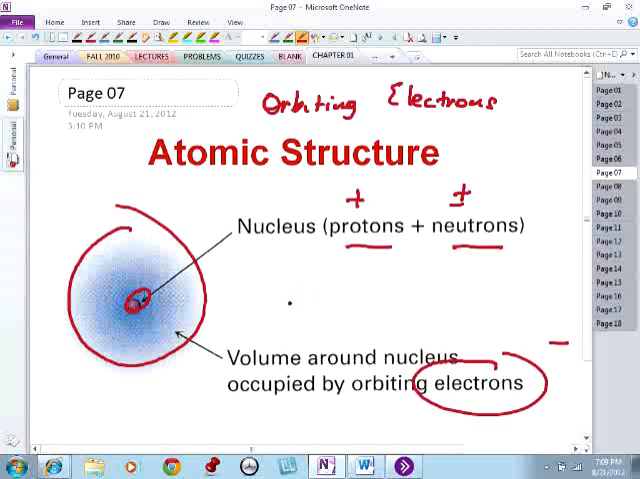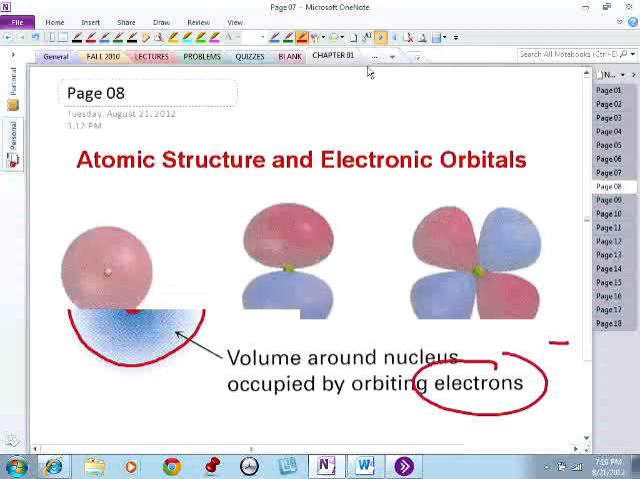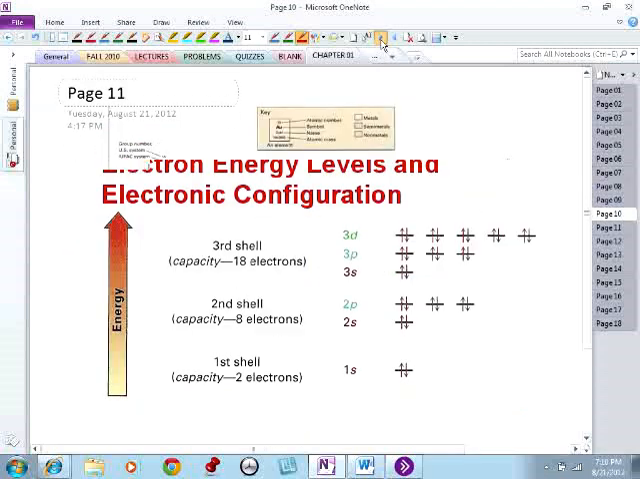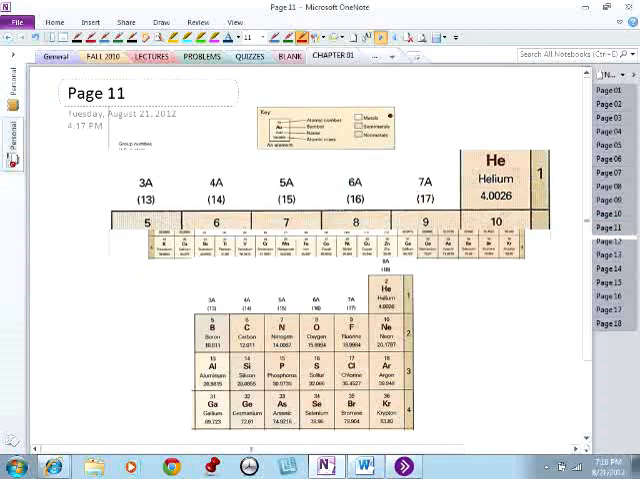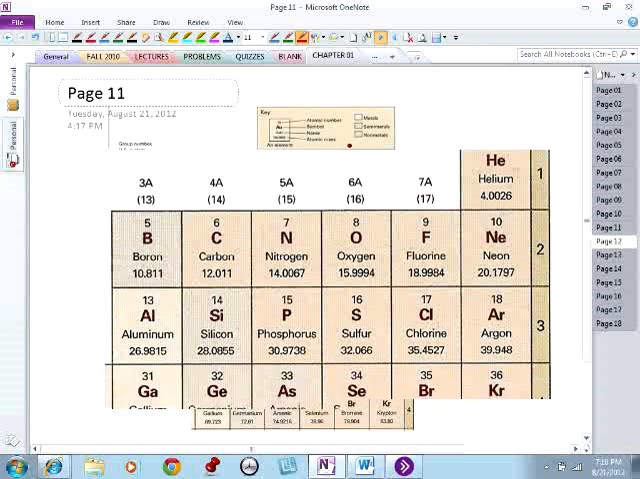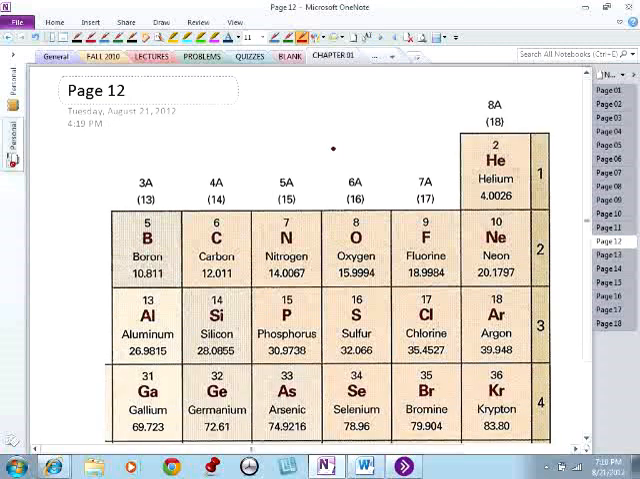And what scientific term do we use for the number of protons in an atom? What do we call that? What do we call the number of protons that we have? Atomic number. That is going to be very, very important going forward.